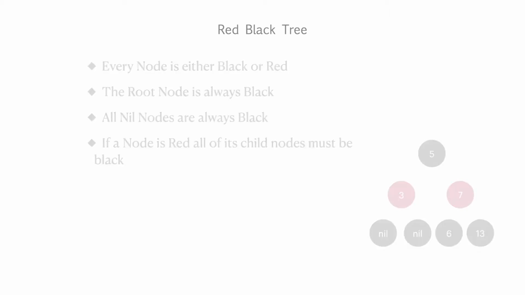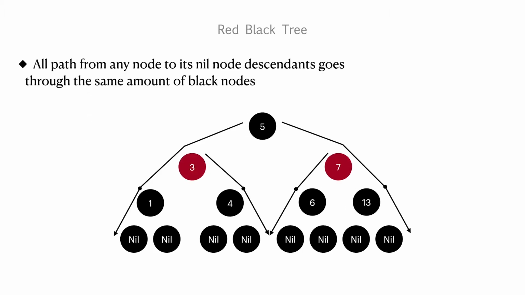And finally, the most important rule is that every path from a node to any of its nil descendants goes through the same number of black nodes. This means that when I start at any node and traverse towards any nil nodes, I should count the same number of black nodes. And these rules drive the red-black tree, which makes it fun and somehow more elaborate to implement, as there are many cases to address.